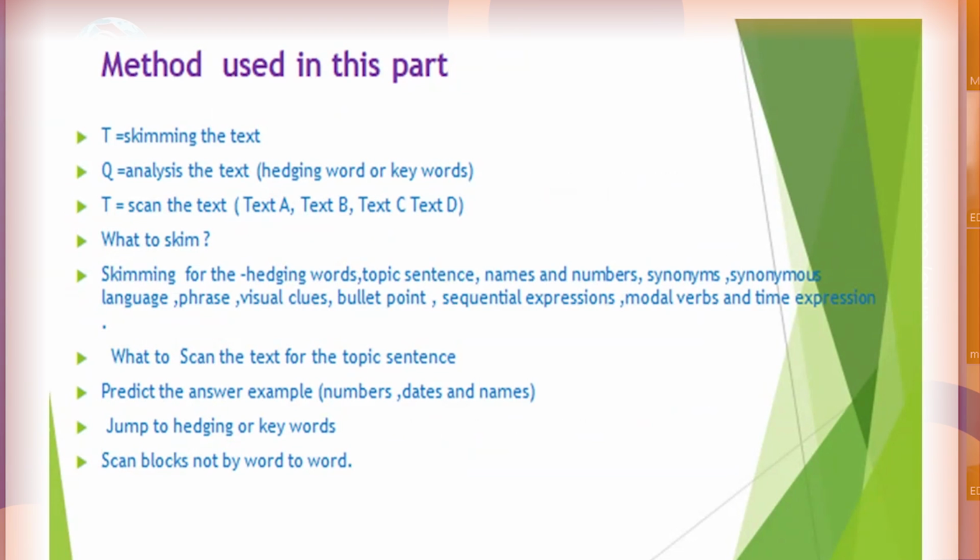T stands for skim the text. Q for analyze the questions for the keywords. T for scan the text. What to scan in the text to get the answer? Scan for the hedging words, topic sentence, names and numbers, synonymous language, phrases, visual clues, bullet points, sequential expressions, modal verbs, and the time expressions.